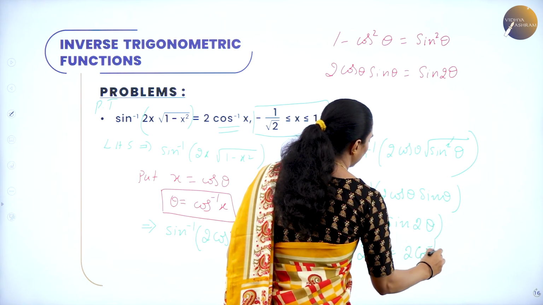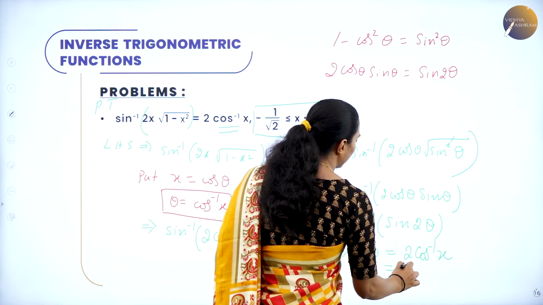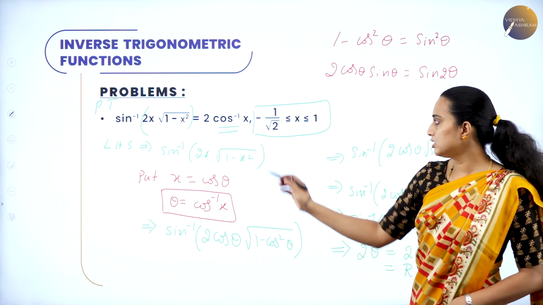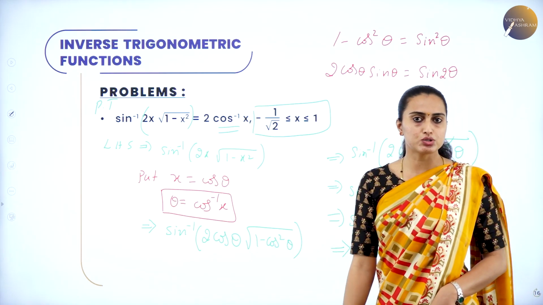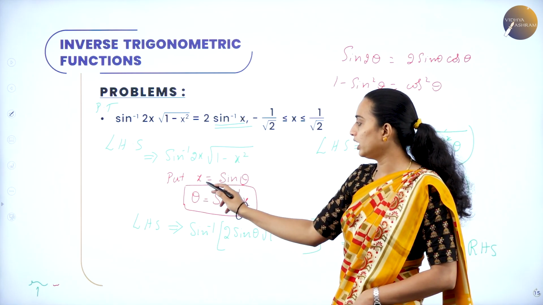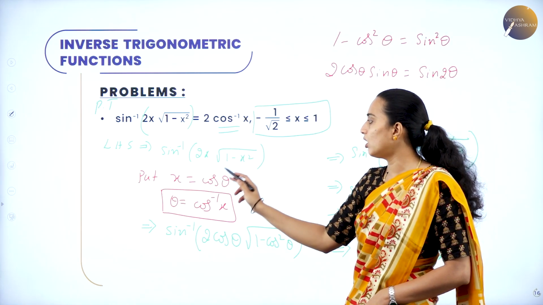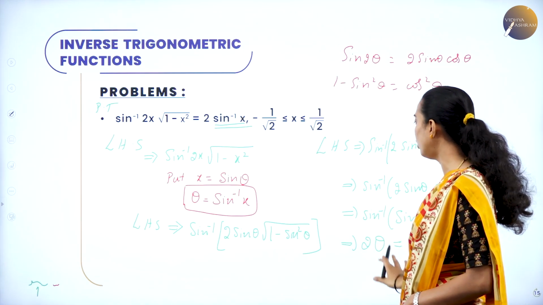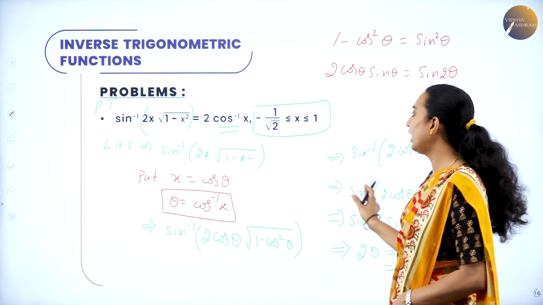Now you can observe, dear students, we have proved what? The right hand side. Correct na? So right hand side is 2 cos inverse x. Understood now? Any doubt in this? If it is sine, put x equal to sine theta. If it is cos, put x equal to cos theta. The same procedure you are going to follow for this and this problem.